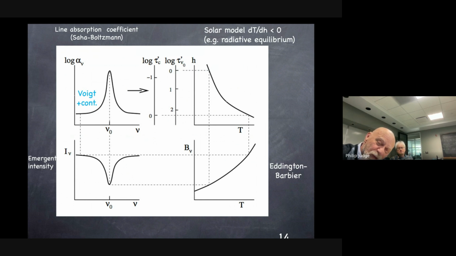And now we go all the way back to the bottom left, and we see that the line profile is an absorption line in the case where we have a gradient in the temperature versus height. So, in other words, this is a model for the solar photosphere. Solar photosphere is going to produce absorption lines. Okay?